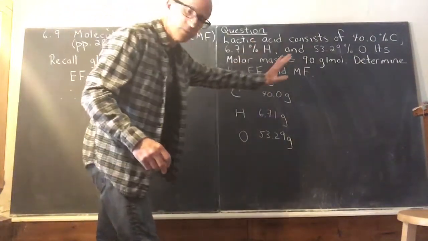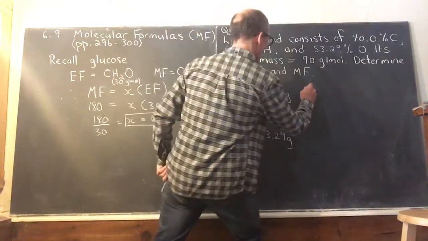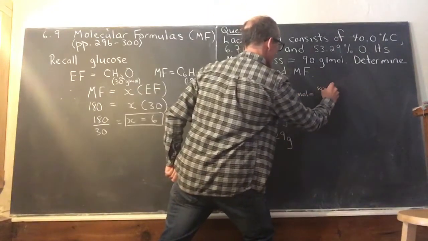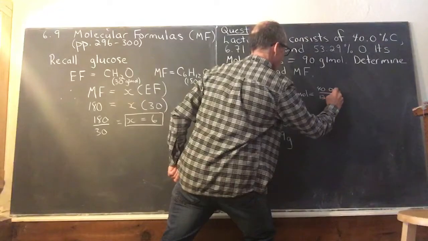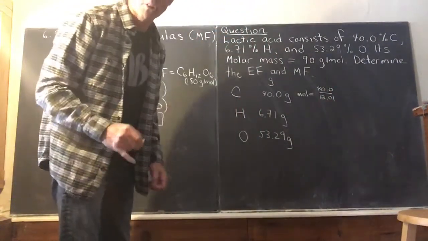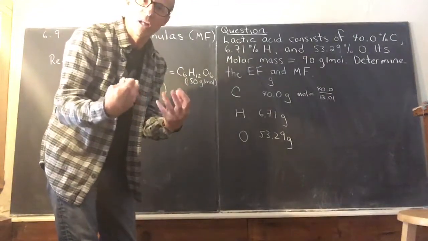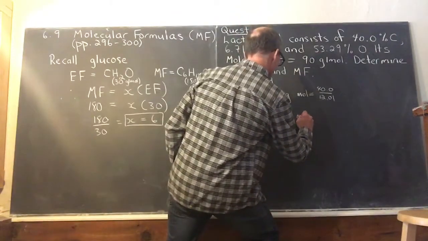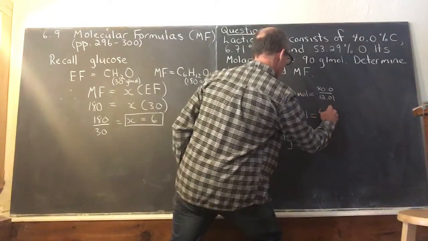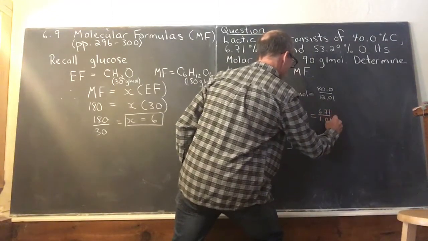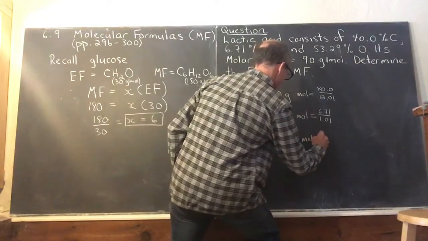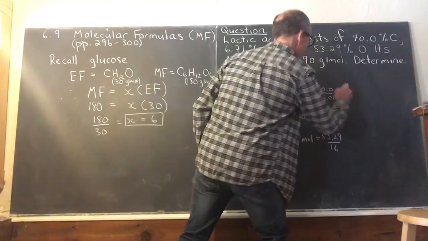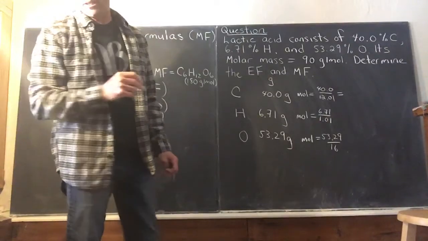This should be old news for you. Percent to mass, mass to mole. Next step, find our moles. We know that moles equals grams over molar mass, which is 40 over 12.01. And I'm going to use some decimals here in order to reduce the chances of a round-off error when we get to our final answer. Likewise, down below, for hydrogen, we have 6.71 over 1.01. And for the oxygen, we have 53.29 divided by 16.